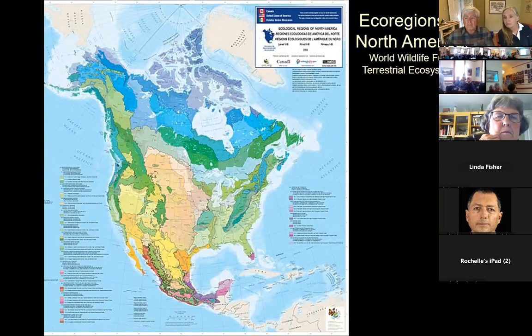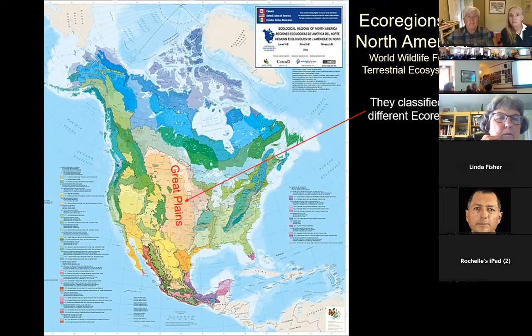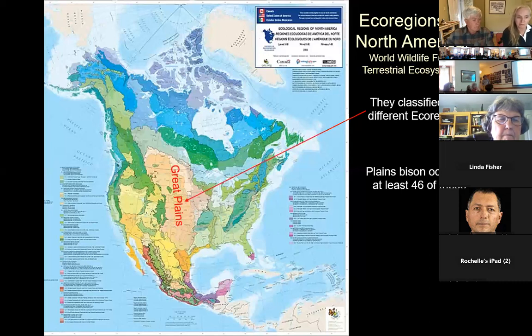This is a really complex map. You don't need to pay much attention to it. But these folks classified all the ecoregions in North America. Next. And they classified 116 of them. I went through all 116 trying to figure out whether or not bison occupied those ecoregions. Next. And figured out that they occupied at least 46 of the ecoregions that once encompassed North America. Predominantly the Great Plains was the main one. Next.